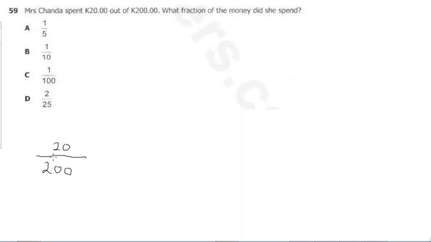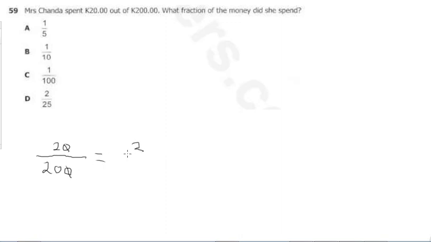Is there a 20 out of 200 in our answers? We've got 1 over 5, 1 over 10, 1 over 100, 2 over 25. So we have to find ways of simplifying this 20 over 200 to its simplest form, reducing it to its equivalent fraction, so that we can find out which of these options is equivalent to 20 over 200. When you've got zeros, you can simply cancel out the zeros. So you've got a 0 here, meaning you can cancel a 0 from the bottom there.